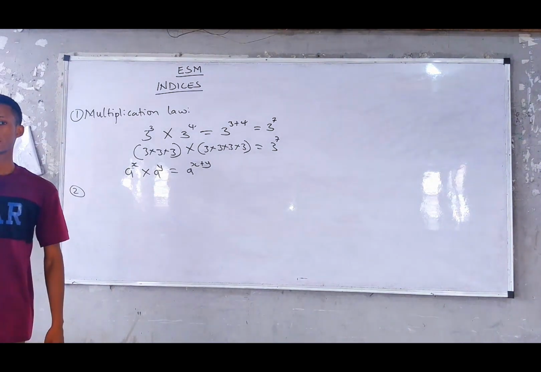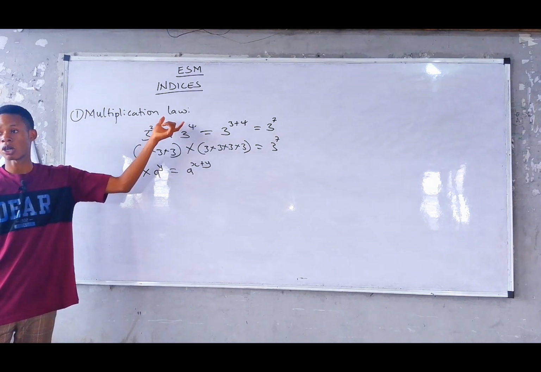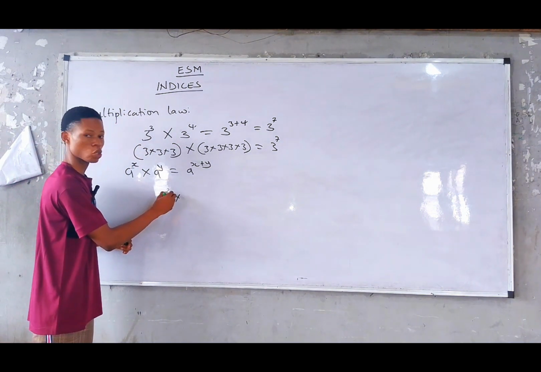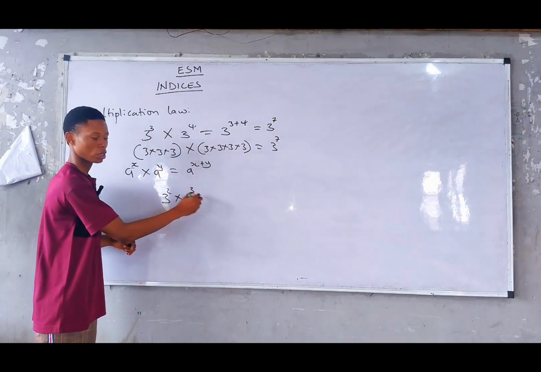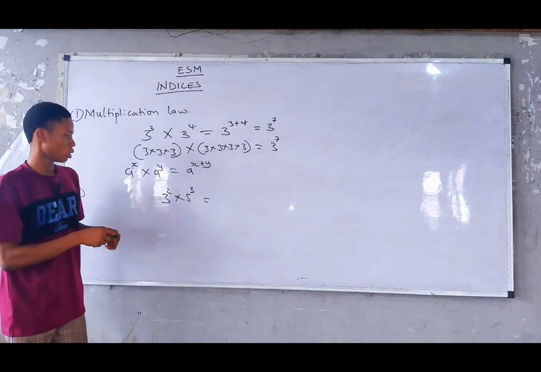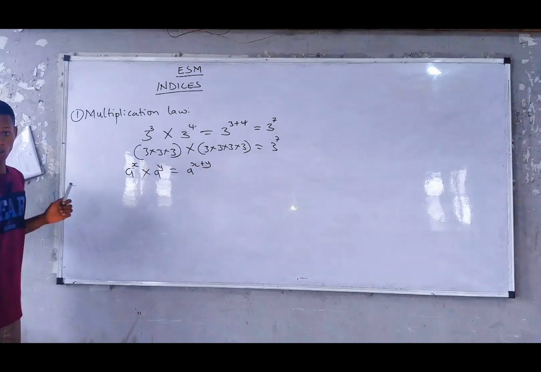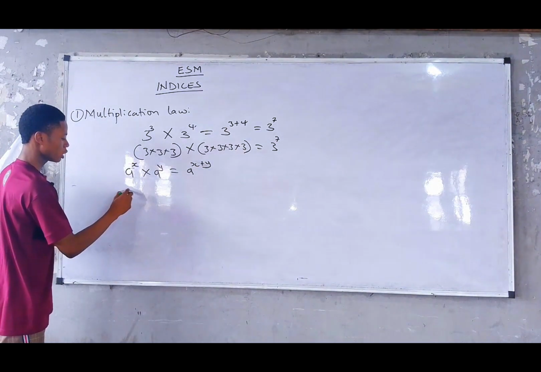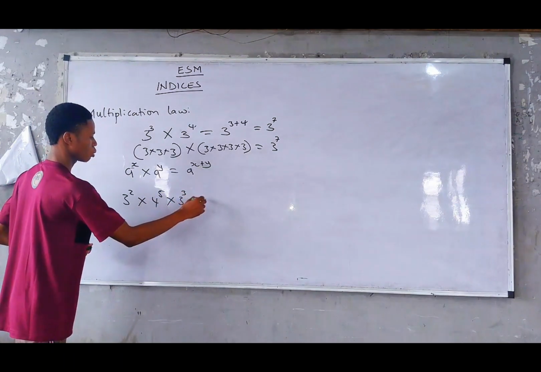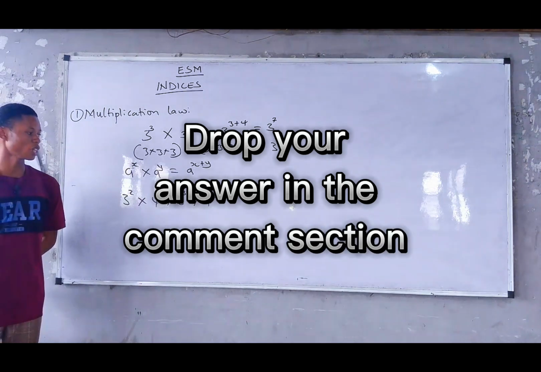Is there any question on that? Please, for you to add the powers, yes, the bases must be the same. If you have something like this, 3 raised to power 2 times 5 raised to power 3, you cannot apply it here. What if you have something like this? Just write this and do it for me: 3 raised to power 2 times 4 raised to power 5 times 3 raised to power 3 times 4 raised to power 2. Solve this for me very quickly.